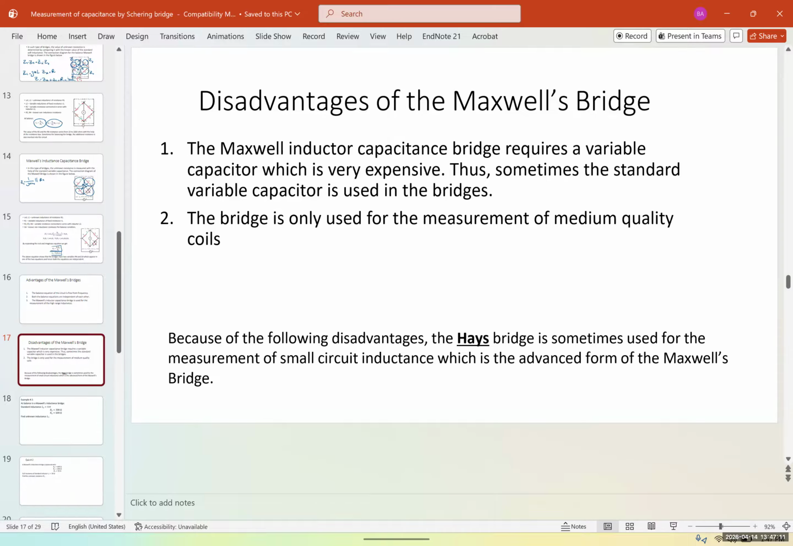The Maxwell's inductor capacitance bridge requires a variable capacitor, which is very expensive. Thus, sometimes the standard variable capacitor is used in the bridge. So instead of having a variable capacitor, you just have different capacitors and you just replace them. Same thing that you had in your lab, replacing different resistors. You could have used a potentiometer, or you can use the 10 ohm, 20 kilo ohm, 10 ohm. And you can do the same with the capacitors. Just take them out and replace them.